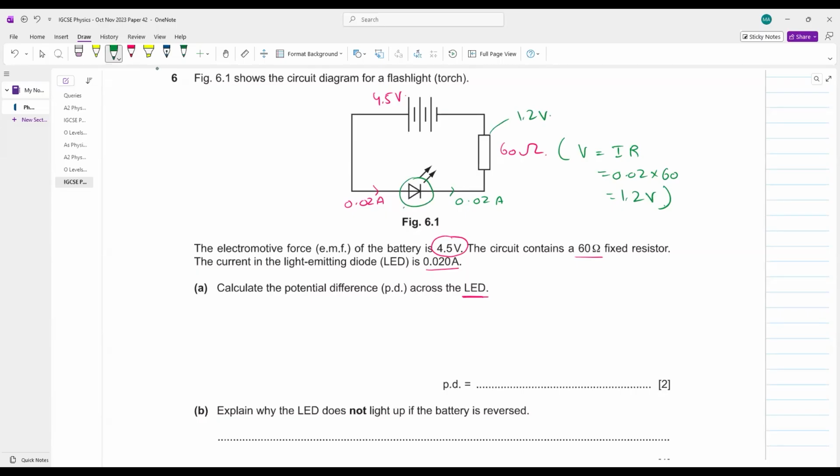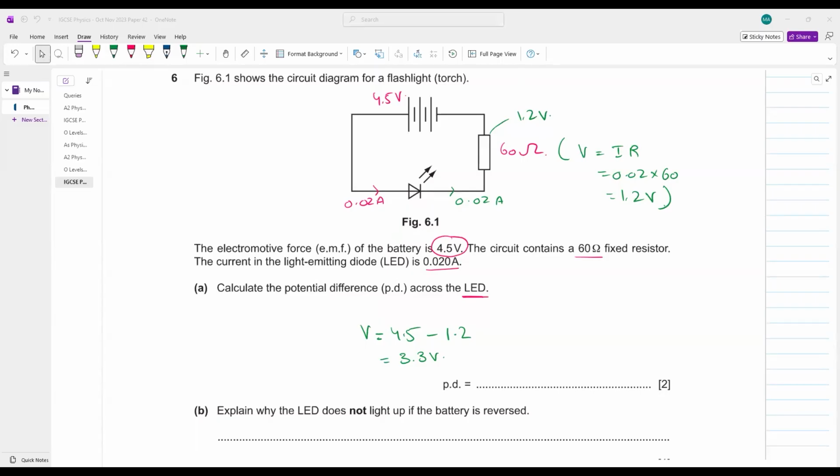What is the voltage remaining in this LED? The total voltage is 4.5 minus 1.2 eaten up by the resistor. Your answer comes out to be what? 3.3 volts. Simple as that. This is the potential difference across the LED. Nothing complicated here. Let's further move ahead.